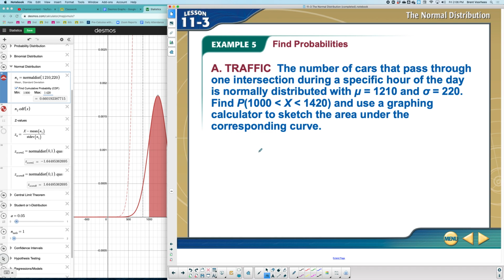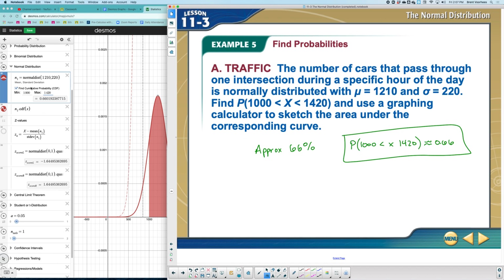So this is approximately 66%. I don't have to do the approximately symbol after doing that. 66% is the probability. So the way you would actually write that is P of the random variable x being between 1,000 and 1,420 is, now I would do the approximately symbol, 0.66 is how you would actually write that out.